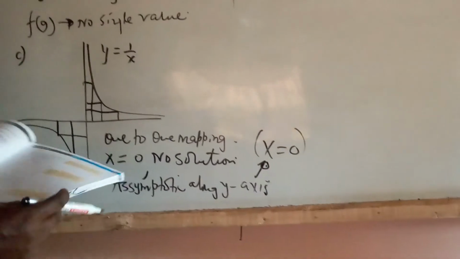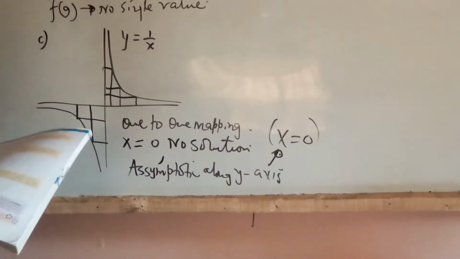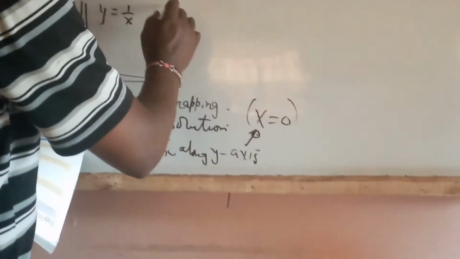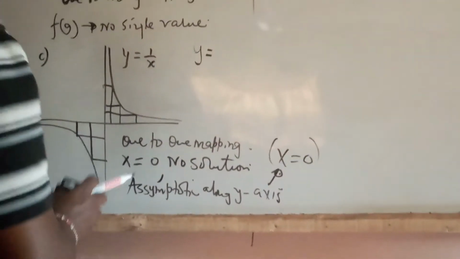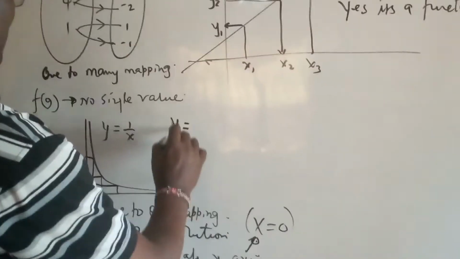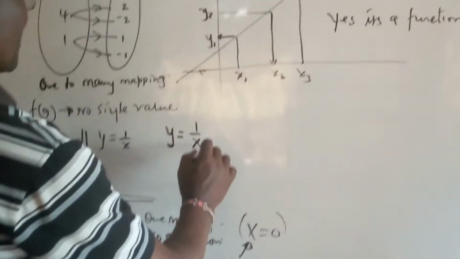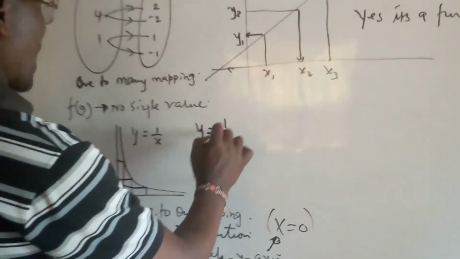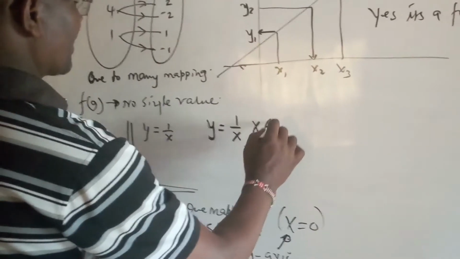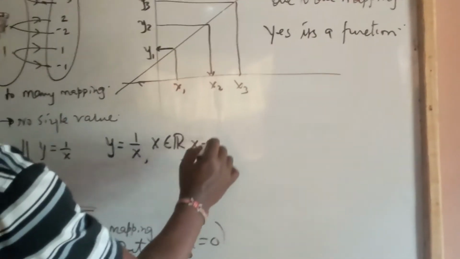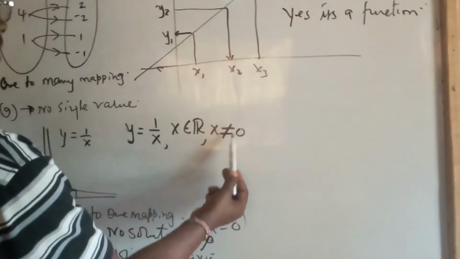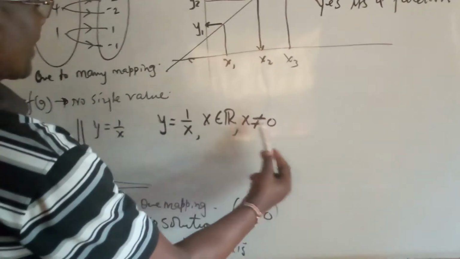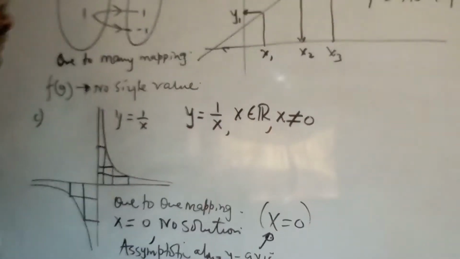It would have been a function if we had written it this way: y equals 1 over x, where x is a real number and x is not equal to 0. That way, it would have been a perfect function, because we don't expect any value of y when x is equal to 0. Let us talk about part D of the question.